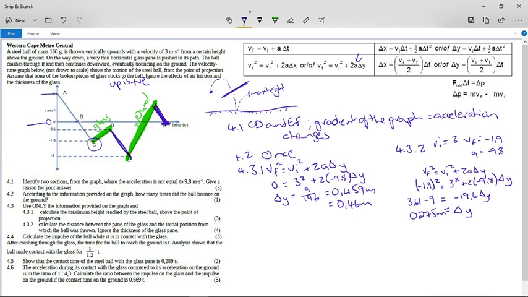Now it says 4.4, calculate the impulse of the ball while it's in contact with the glass. Impulse belongs with the momentum things, okay? So what is the definition of impulse? It is the change in momentum. It's delta P, okay? So delta P equals mvf minus mvi. So the change in momentum, the ball is not changing mass, but it's in grams, so we have to convert it to kilograms. So it's 0.16 kilograms.